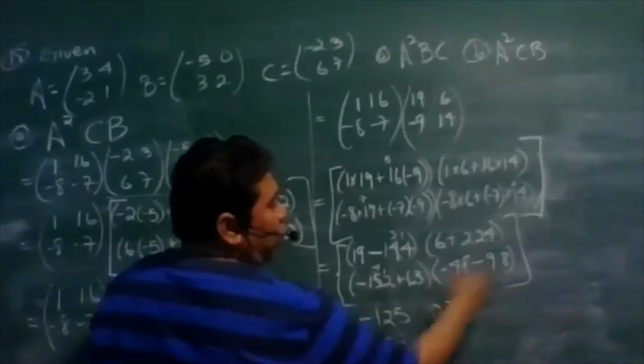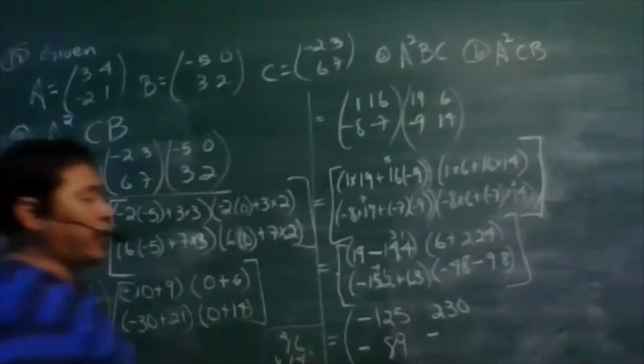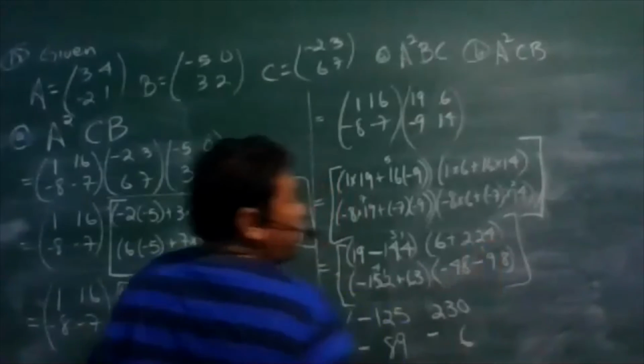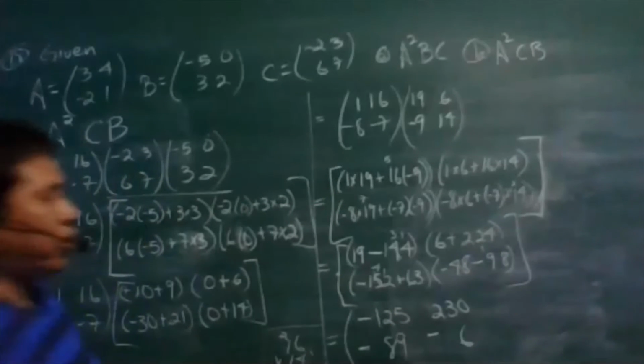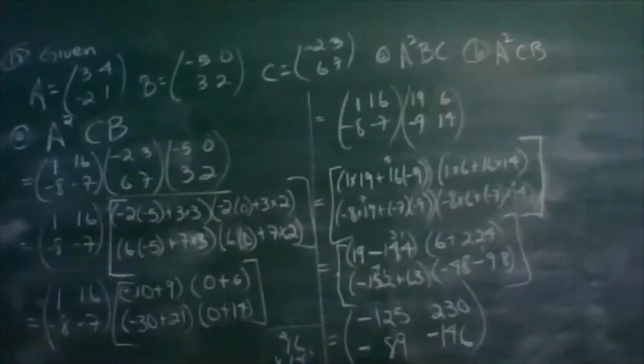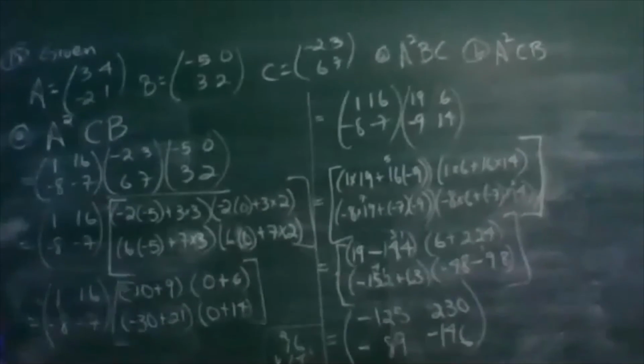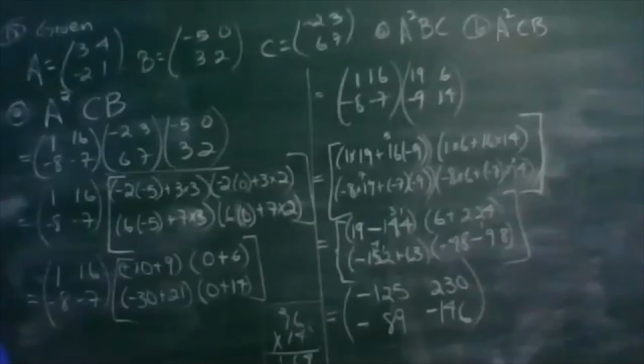Then, both of them are negative, so I will have to add them. 8 and 8 is 16, and 9 and 1 is 10, and 4 is 14. So it's going to be my final answer then, A squared CB is equal to the matrix negative 125, 230, negative 89, and negative 146. All right? So that is going to be my final result for these.